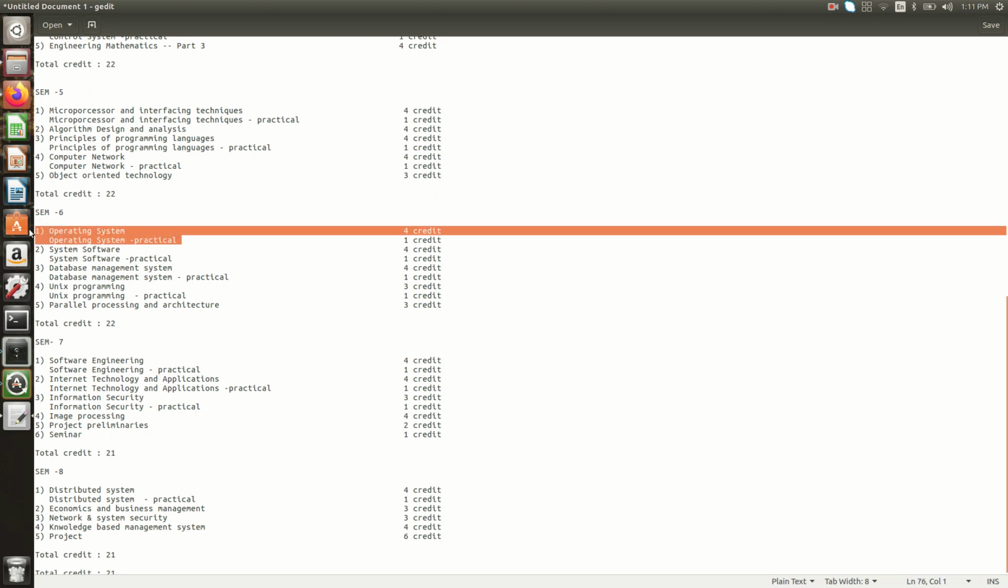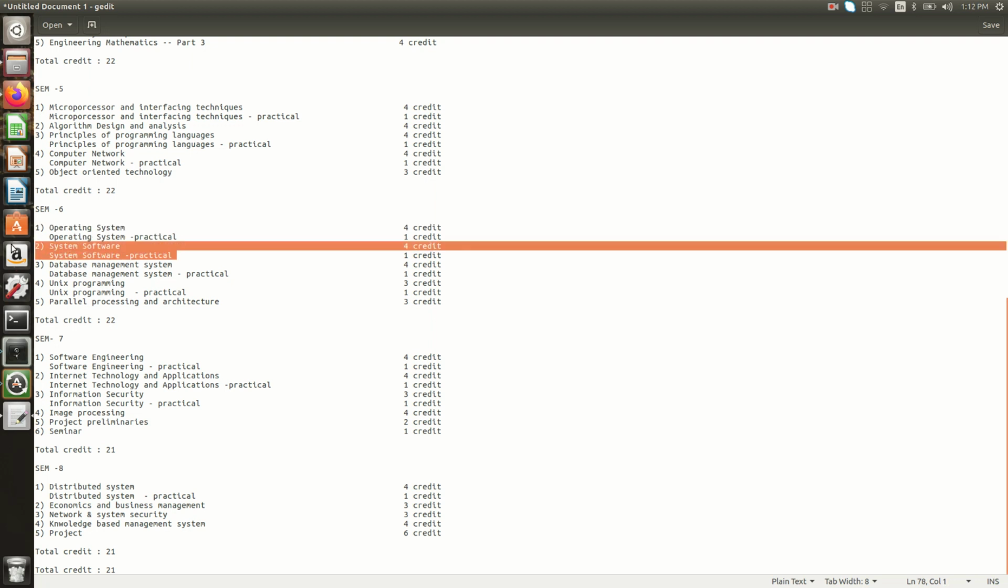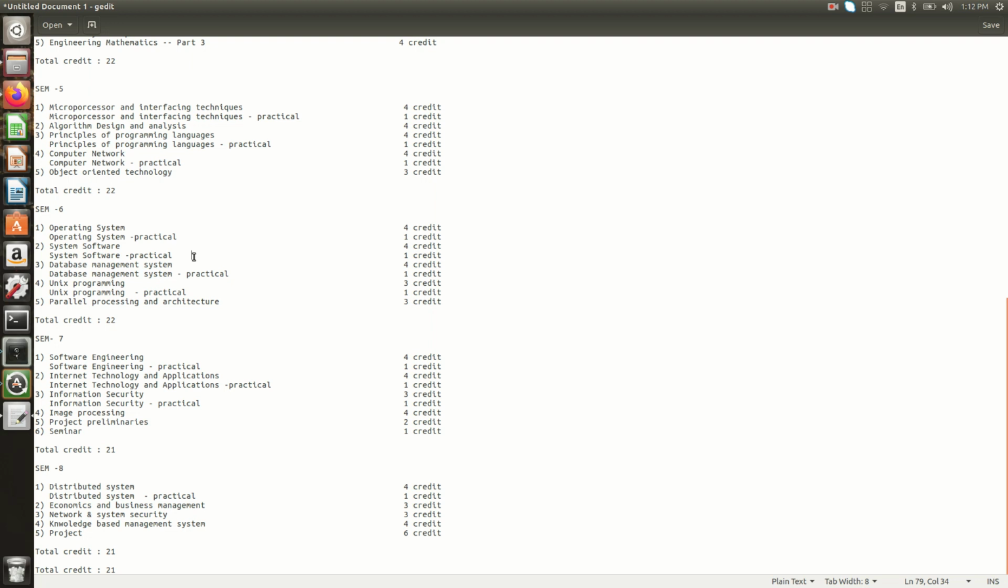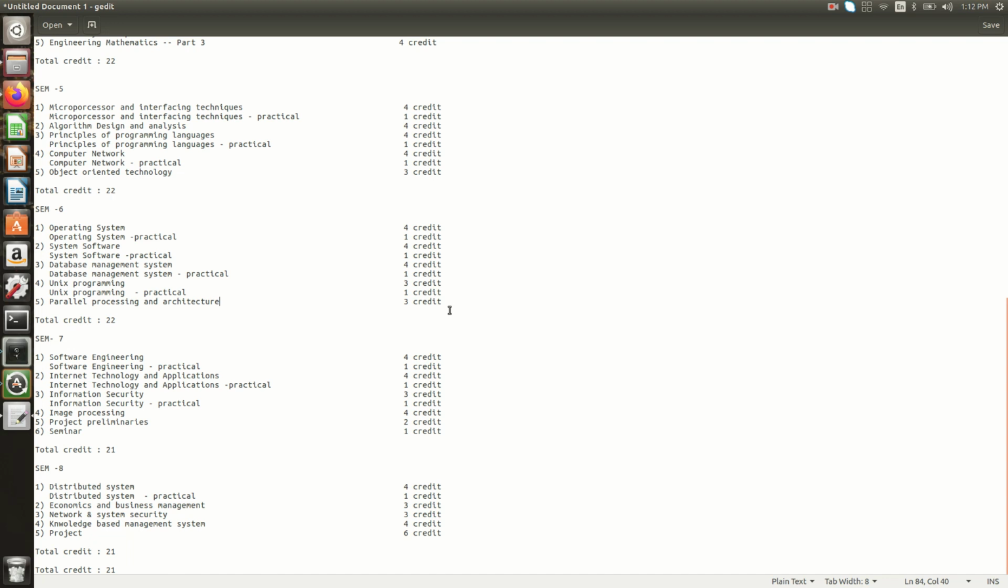Again, a very interesting topic. As far as interviews are concerned, it is asked in some of the companies. Then it is your system software, it is basically compiler designing. Then your database management, this is one level ahead of the database management system we studied in our Sem 3. Unix programming, good and interesting. Then parallel processing and architecture. So this was also an elective, 3 credits.